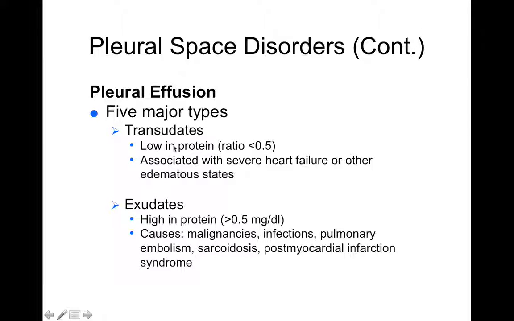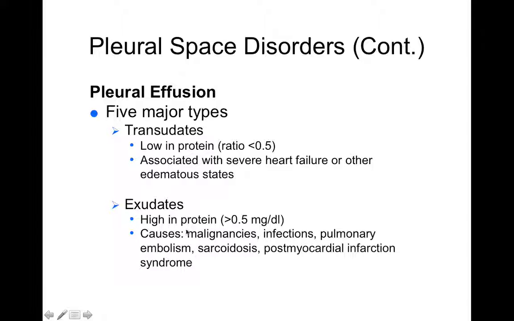Transudates are low in protein, and they're associated with things like heart failure. So let's think about this. If the left side of the heart's failing, where's blood backing up? In the lungs, right? If blood's backing up in the lungs, what does that do to pulmonary blood pressure? Increases it. Good. And if you increase pulmonary blood pressure, that can lead to an increase in hydrostatic pressure, which can force fluid out into the lung spaces. Okay. That's a transudate there. So it's more like filtered blood plasma.